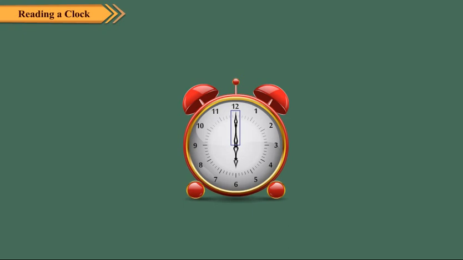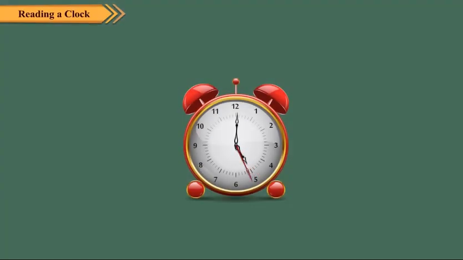The shorter hand is called the minute hand. It moves slower than the second hand. It takes 5 minutes to move from one number to another. It completes 1 round of the dial in 60 minutes or 1 hour. The shortest hand is called the hour hand. It moves the slowest. It takes 1 hour to go from one number to another.